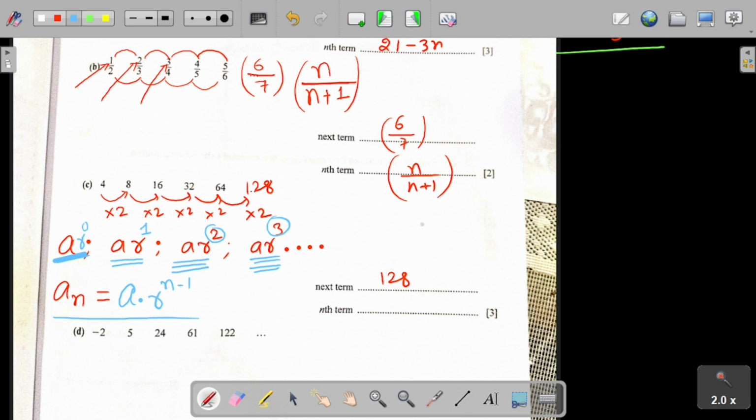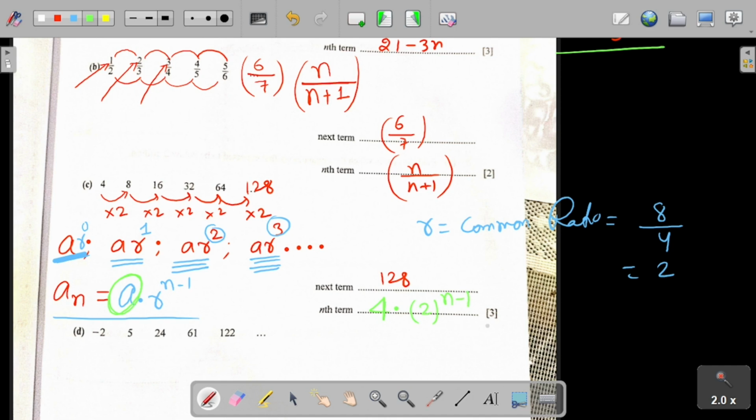What's the r here? r is called the common ratio. How can we find this? It's the ratio of two consecutive terms, next term upon previous term. So its second term is 8, the previous term is 4, so it will be 2. So we can write its nth term as a, where a is the first term. What's the first term? That is 4, into r, that is 2 raised to power n minus 1.